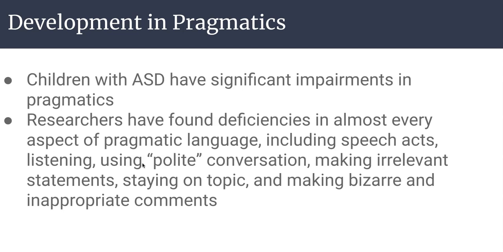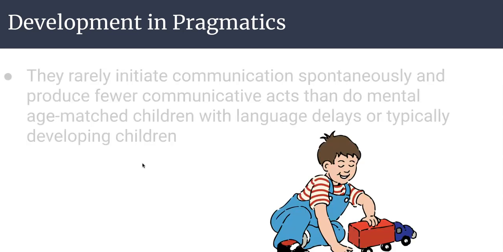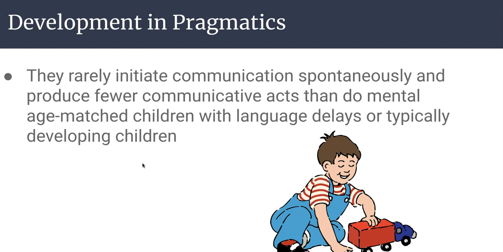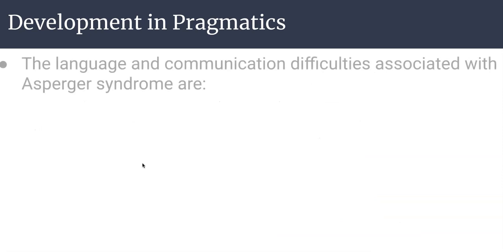Researchers have found deficiencies in all aspects of pragmatic language, including speech acts, being able to listen, using polite terms in conversation, making irrelevant statements, staying on topic, and inappropriate comments. They rarely initiate communication spontaneously and produce fewer communicative acts than mental age-matched children with language delays or typically developing children. So they're just doing their own thing. They're not going to initiate with others.